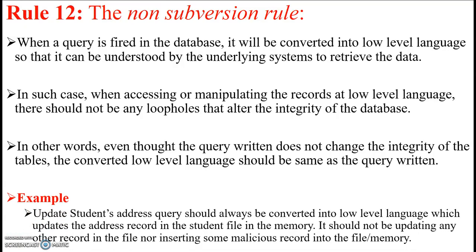An example of this: whenever I'm updating the student's address, the query should always be converted into the low-level language first, which updates the address record in the student file in the memory. It should not be updating any other record in the file, nor insert some malicious record into the file. That is the non-subversion rule. So when I'm trying to update the address, that query will first be converted into low-level language. It should update only that particular student's record, but it should not update any other record in the file, nor insert some malicious record into the file.